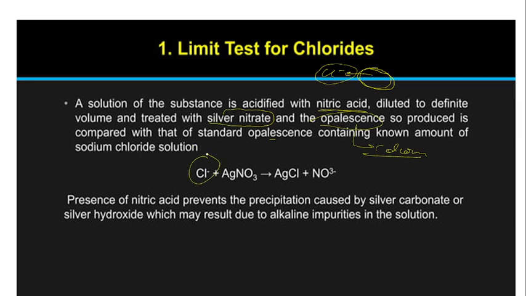This is chloride, and this is silver nitrate, and if they react, silver chloride is formed. The presence of nitric acid prevents the precipitation caused by silver carbonate or silver hydroxide, which may result from alkaline impurities in the solution. By preventing that, the traces of chloride come out. This is the very first step in how we can test for chloride.